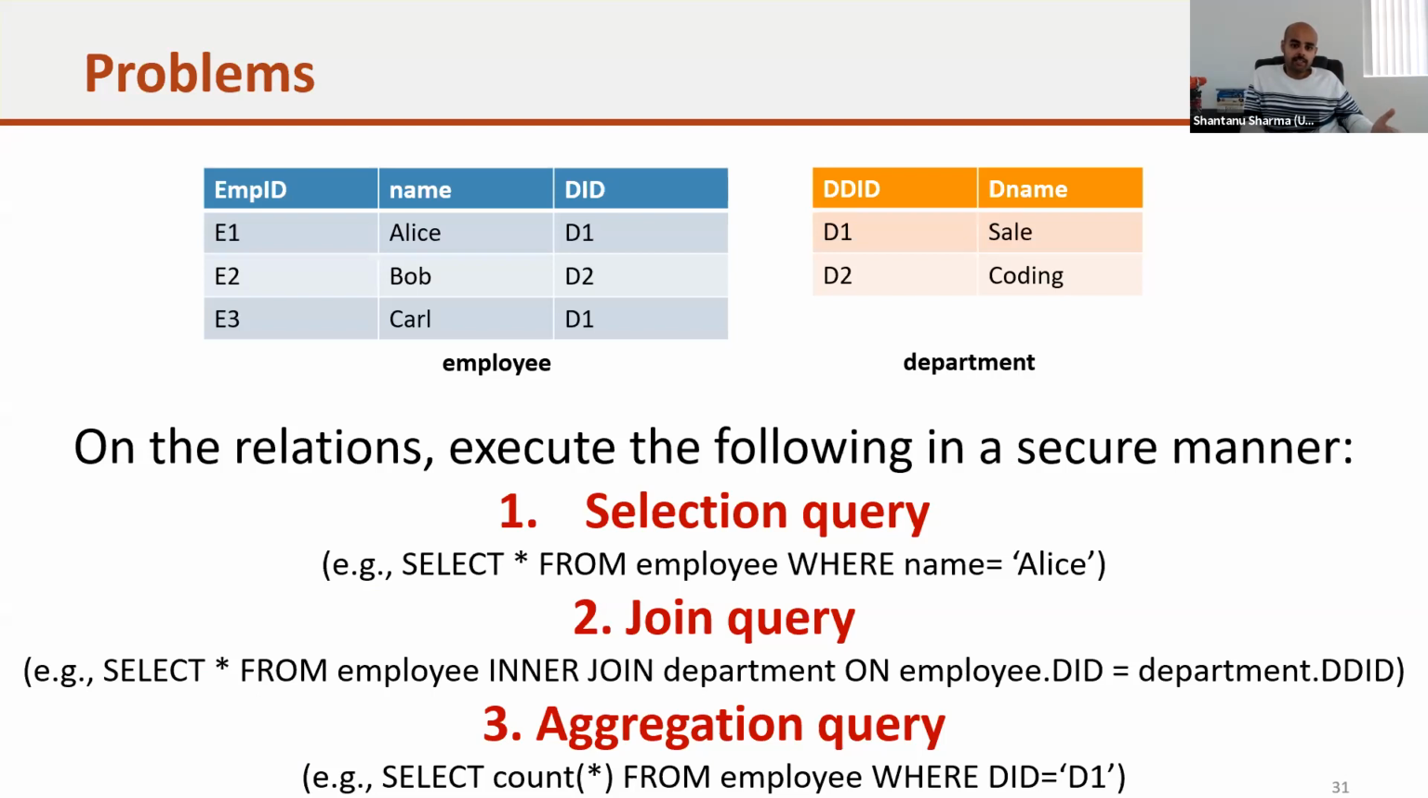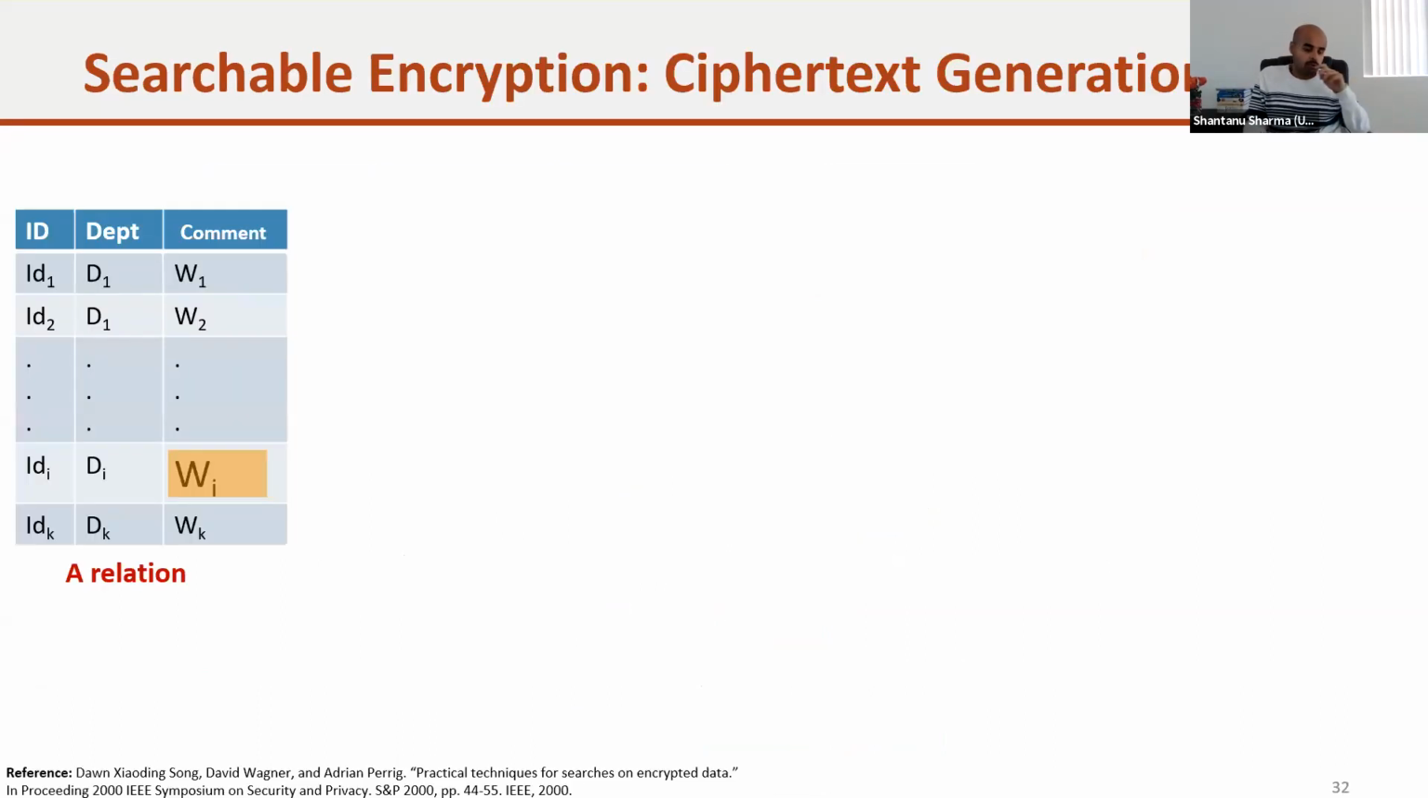So first, what are the challenges here? Suppose I am giving you a relation, and on this relation, normally I want to execute selection queries, join queries, and aggregation queries. So our objective is to execute these queries in a secure manner on the outsourced data. In order to do this, the very basic technique is searchable encryption to select a row. This paper was introduced in 2000, for key value systems, but we can use the same technique for databases. Suppose there is a word Wi, and I want to first outsource the data. So first, how can I outsource the data, and then how can I access the data?